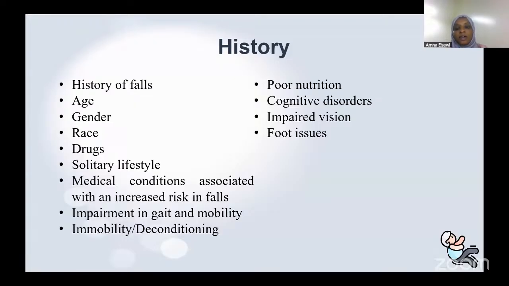Cognitive disorders also are things to keep in mind while looking at the history. Impaired vision as well, because with impaired vision, the patient won't be able to see their surroundings well, and they would have an increased risk of tripping or falling. Foot issues are also very important to ask about, because if the patient has a foot deformity, it can also increase their risk of falling, and it's something that you can take measures for as a physician, or at least see some measures that could be taken, even if by occupational therapy.